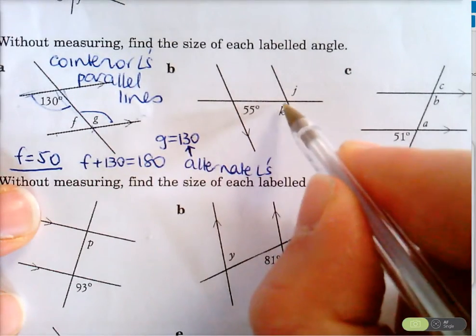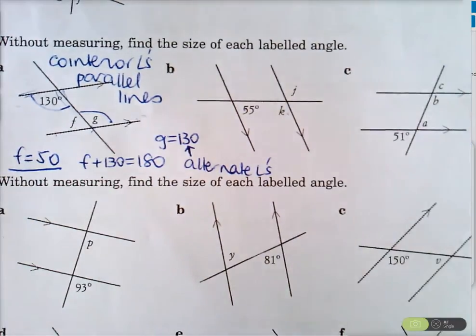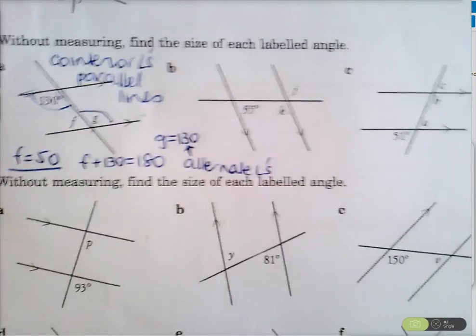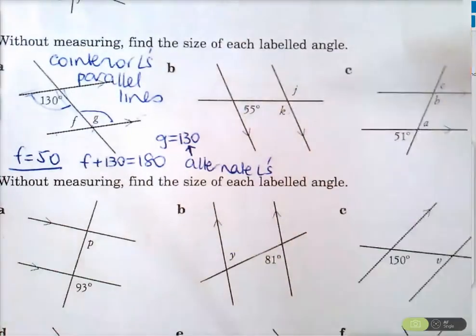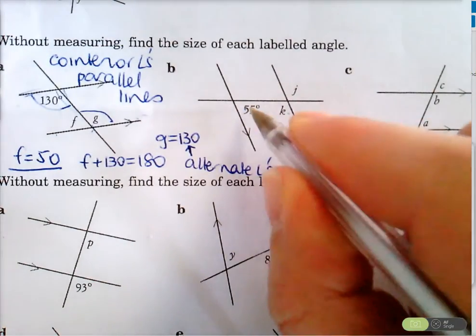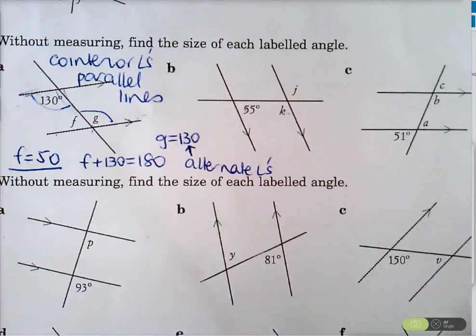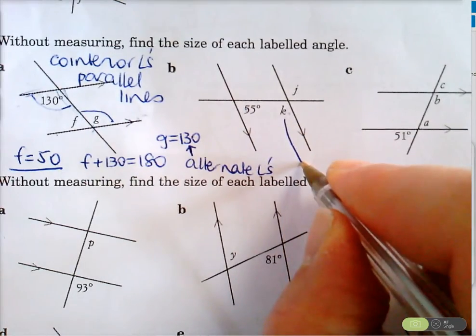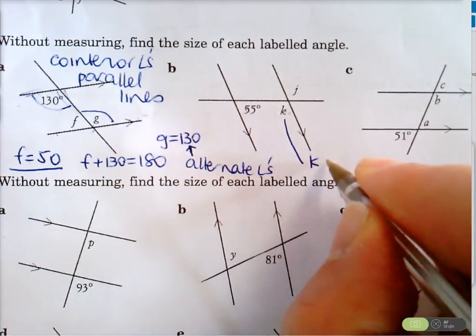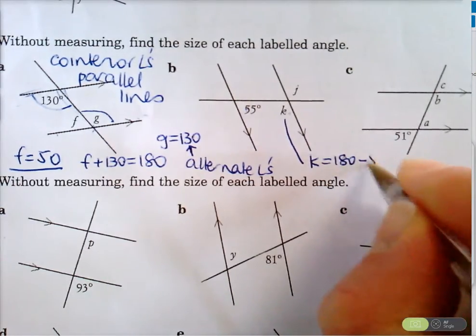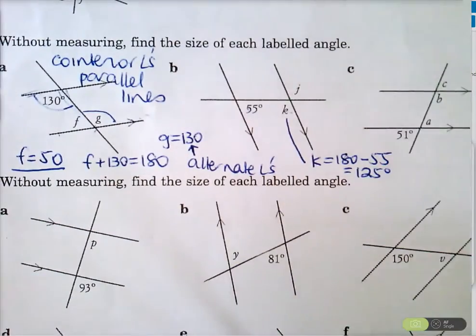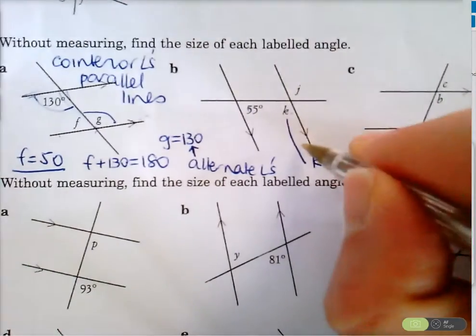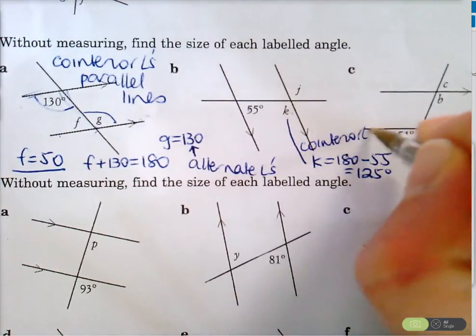125. Girls, 55 and K, do you think they're the same size? With these parallel lines, have a look at it. They're not the same size. So, what do you think? Girls, what's the relationship between the 55 and the K? They add up to 180. So K is 180 minus 55, which is 125. Reason again, co-interior. Girls, I can't write this all down, so you're just going to have to listen. Because of co-interior angles, parallel lines.